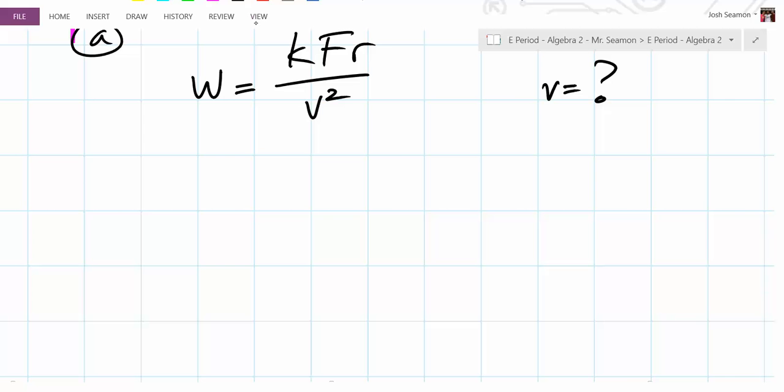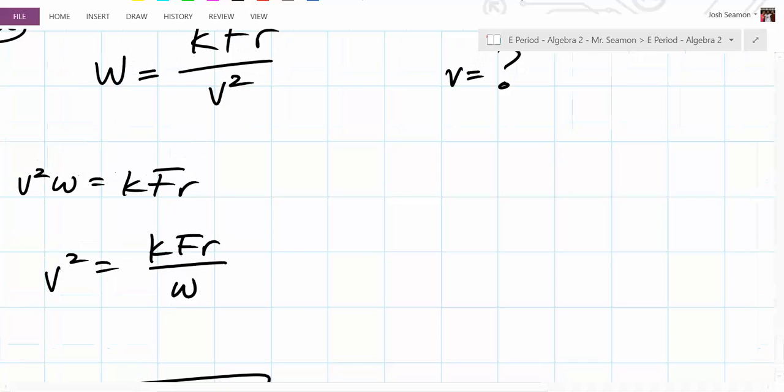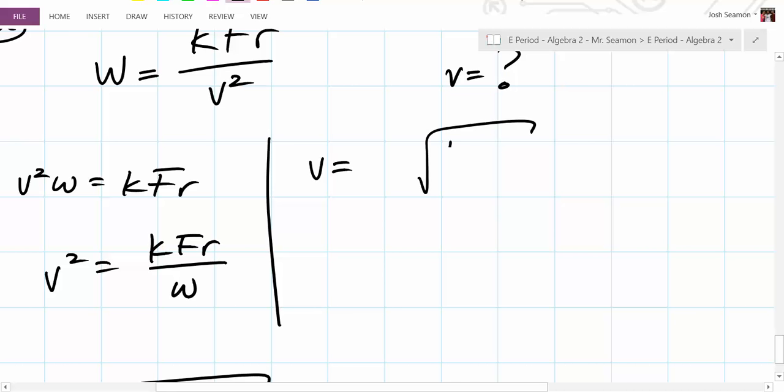What should I do first? Multiply by v squared, yeah. You get v squared w is equal to kfr. Excellent, very good. What now? Yeah, v squared is equal to kfr all over what? Now what? No. Square root both sides. So v is equal to what? Square root of kfr. That's half the answer. Plus or minus. At this point, I would give you full credit right here. Absolutely. Except there's one last thing you could do, and I'll get to that in a second.